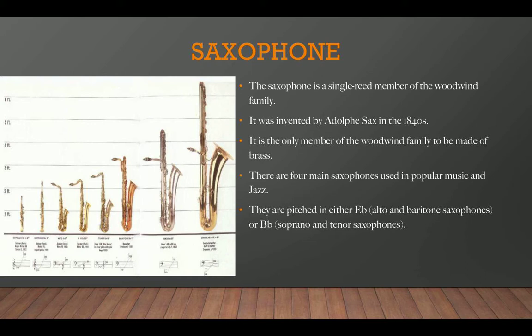Saxophones are usually either pitched in E-flat, that would be the alto and the baritone saxophones, and B-flat, that's the soprano and the tenor saxophones. And there are other saxophones pitched in different keys. There are more than just these saxophones that are in this picture. There are some other ones that are in between, but I didn't feel like giving you guys a visual with all of the different ones because there's way too many.